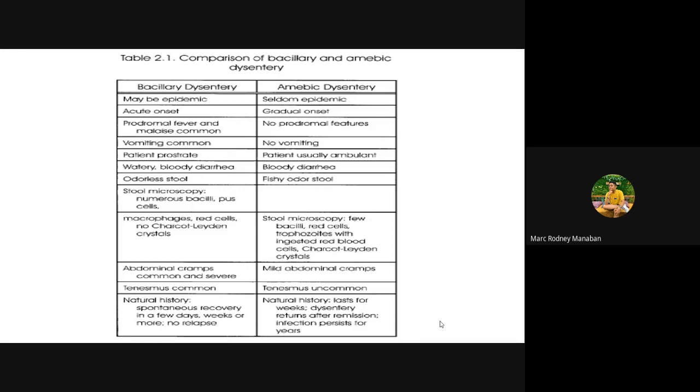Now, if you want to isolate EHEC or E. coli O157:H7, what is our culture media of choice for this organism? Sorbitol MacConkey agar. So our media of choice for EHEC or E. coli O157:H7 is your SMAC, sorbitol MacConkey.